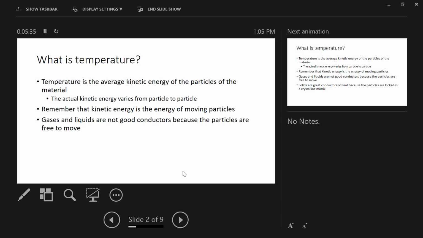All right, just some other bits of information as we continue to build on this idea. Gases and liquids. By the way, we collectively refer to gases and liquids as fluids. Liquids are fluids, gases are fluids.